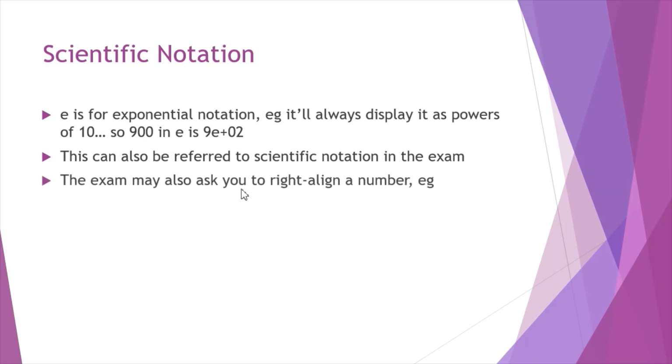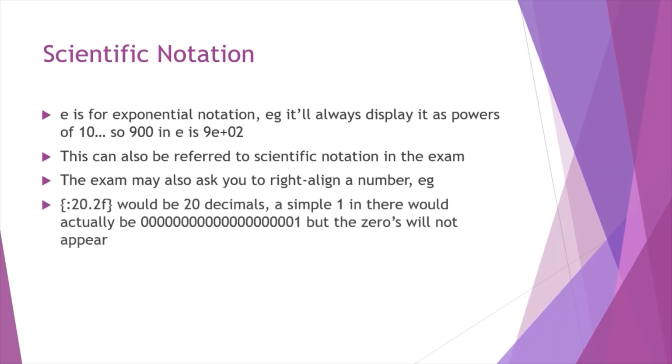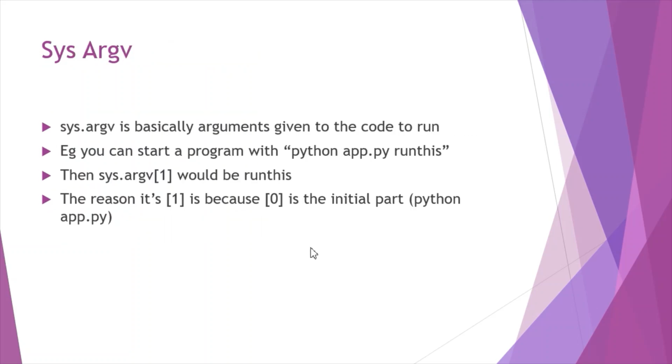The exam may also ask you to right align a number. Now, I really can't figure out what it was actually asking here. So .20f would be 20 decimals. A simple 1 in there would actually just be like this, but the zeros will not appear, so it'll just put the 1 all the way to the right. That's pretty much what a right align is, I believe. Oh, sorry, that all came through at once, that's fine.